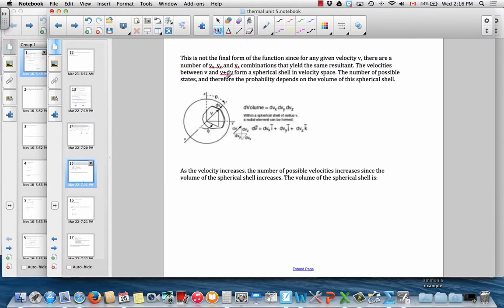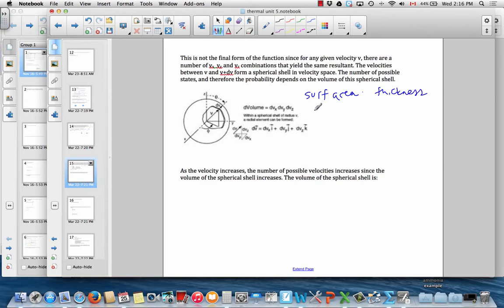because for any velocity v, there's a number of x, y, and z combinations that will give you that velocity. And all those combinations are going to lie in a spherical shell. And the volume of that spherical shell depends on the size of v. So as you go faster, the spherical shell gets larger, and then there's more x, y, and z combinations that could be allowed. So the volume of this shell is a surface area times the thickness.